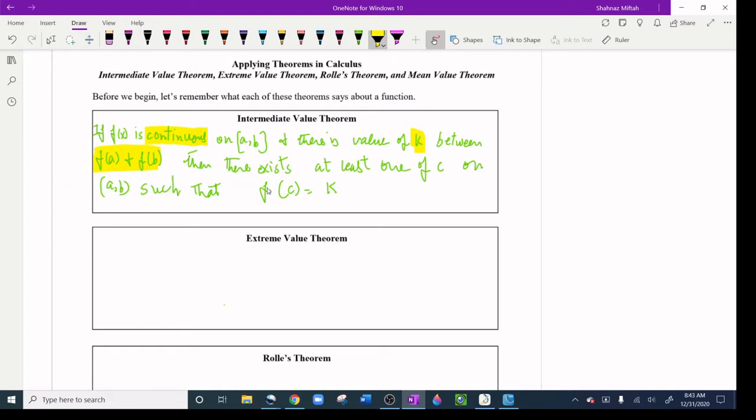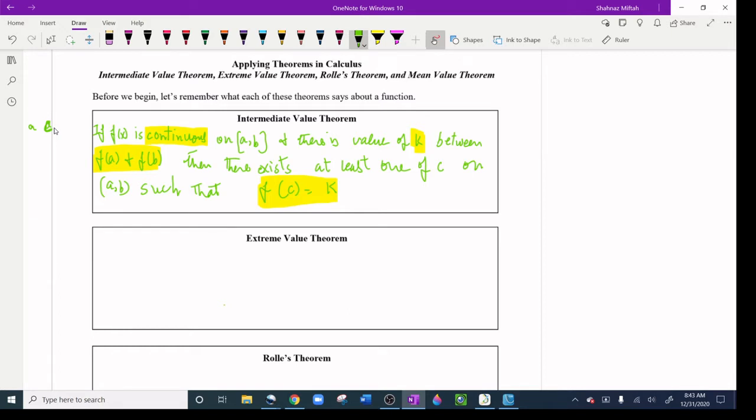And the easy way for this, I say that intermediate value theorem means intermediate, between. So I'm going to say if C is between A and B and K is between f of A and f of B, then we apply the formula and it's continuous. That's another thing. Then f of C is equal k. That's the shortcut. You can write it on a memorizing page.